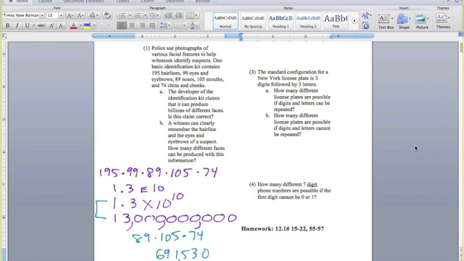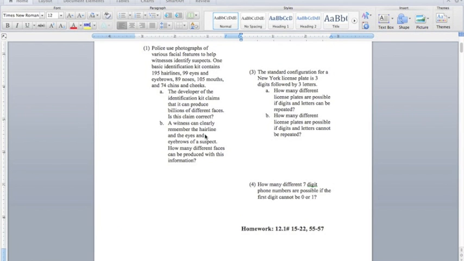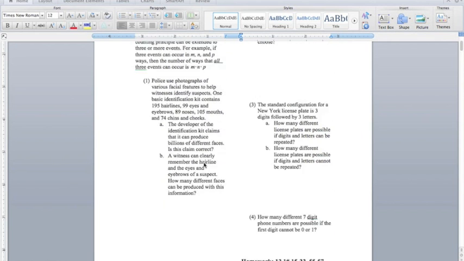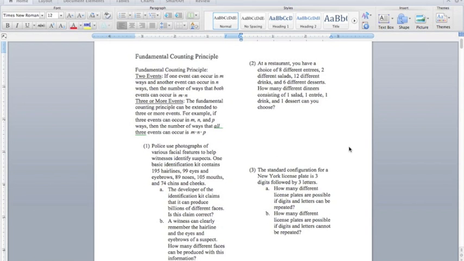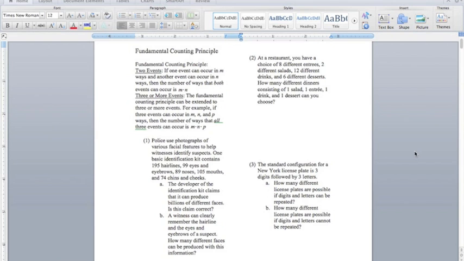All right. We're going up to our next example. The next example says, at a restaurant, you have a choice of 8 different entrees, 2 different salads, 12 drinks, 6 desserts. You're gonna put together a dinner that's gonna have one of each of those things. So how many different dinners could you end up making?